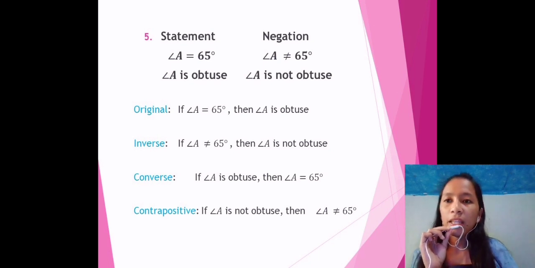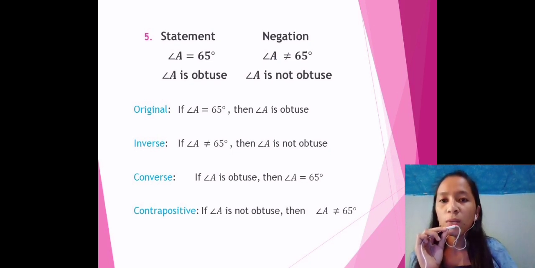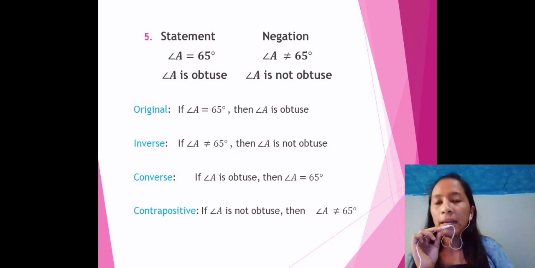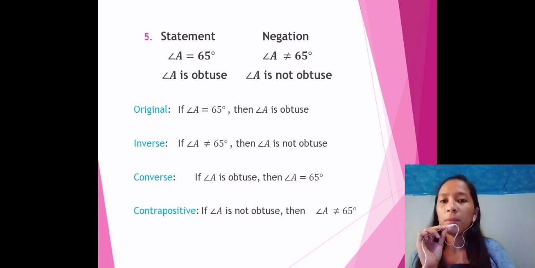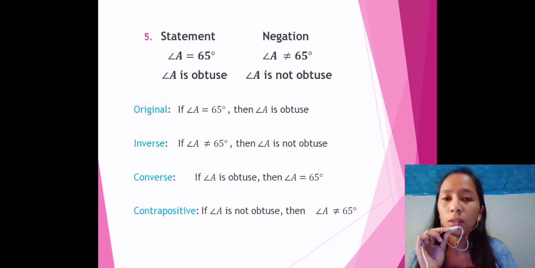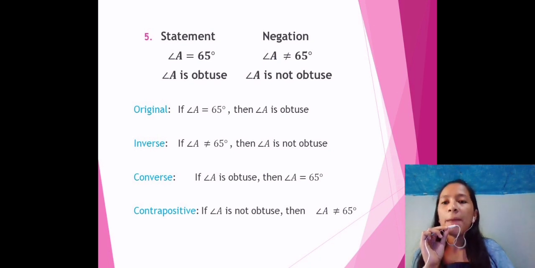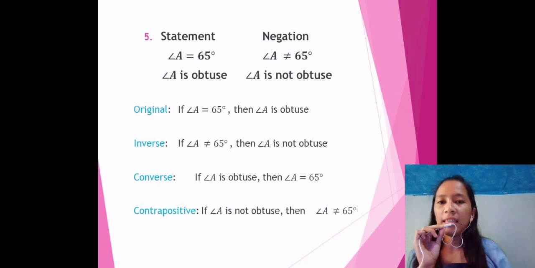So, converse naman, yung sa original, pagbabaliktarin lang natin. So, if angle A is obtuse, then angle A is equals to 65 degrees. Sa contrapositive, pagbabaliktarin natin yung nasa original, pagbabaliktarin natin yung hypothesis and conclusion, and in-negate natin pareho. So, if angle A is not obtuse, then angle A is not equal to 65 degrees.